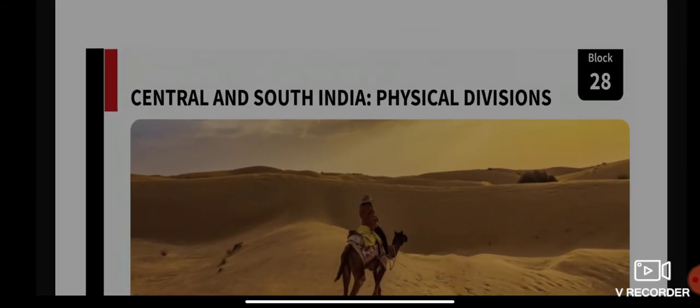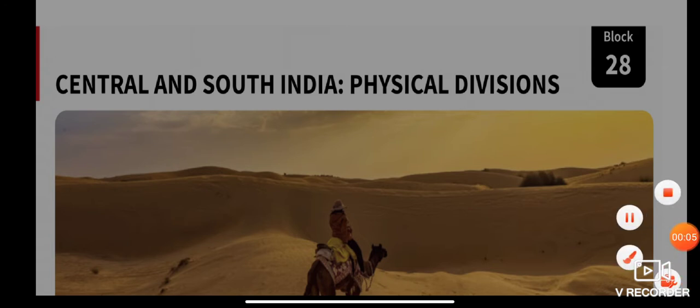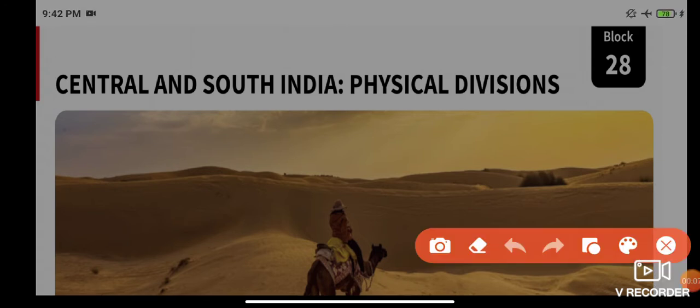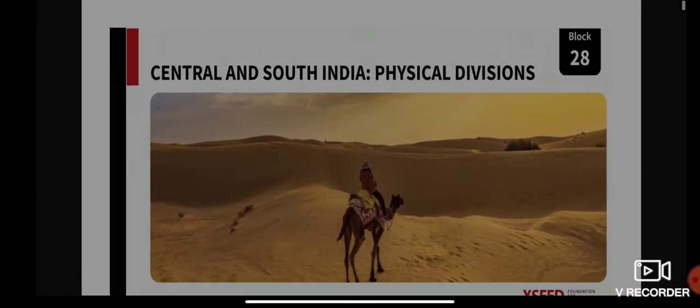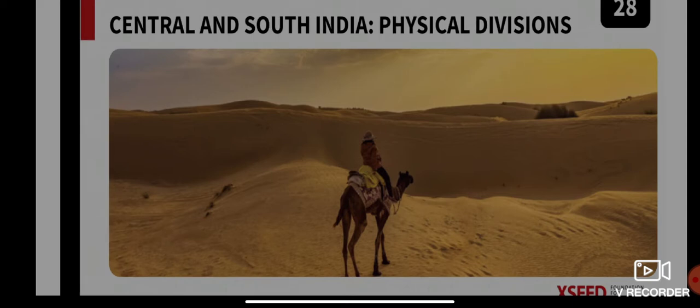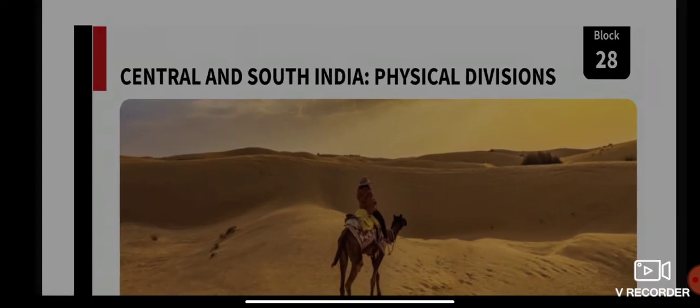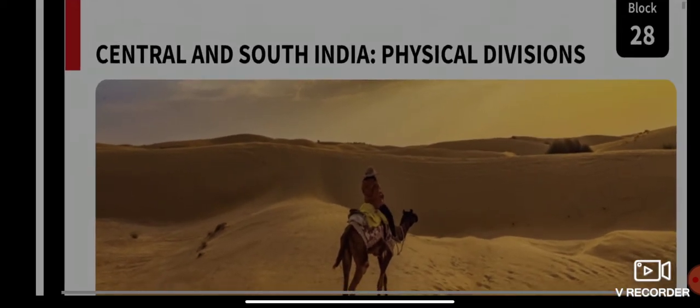So today we will learn the new topic under block 28. That is Central and South India physical division. Right? So this is the topic of our discussion for today. Yesterday we learned about North India, right? So today we will learn about Central and South India.